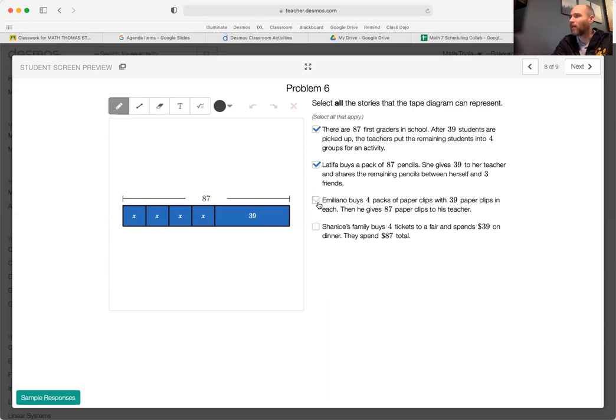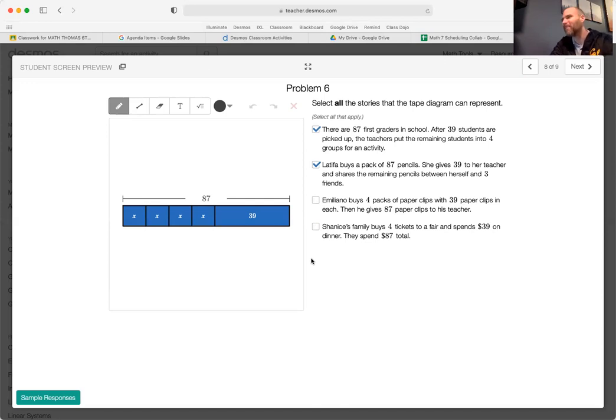The next one says Emiliano buys 4 packs of paper clips with 39 clips in each. This already doesn't sound right, right? 4 packs with 39 each. 4 times 39 is like 136, I think. 126? Something like that. No, 156. Got it. The total length of this thing is only 87. How can we have 156 or something? We're way too high. I'm not clicking that one.